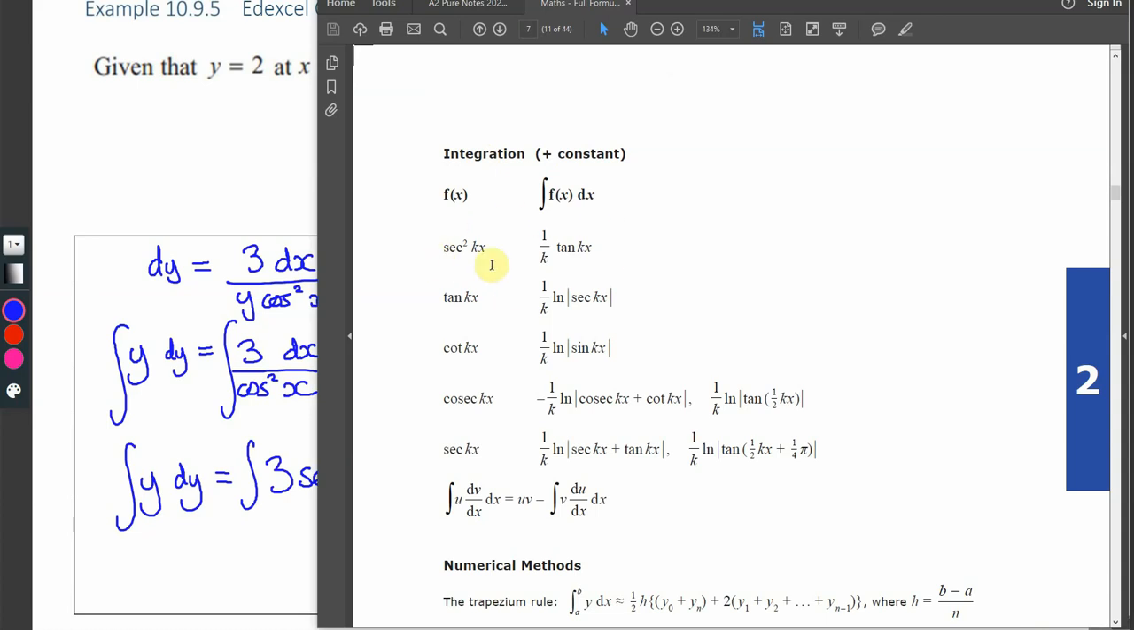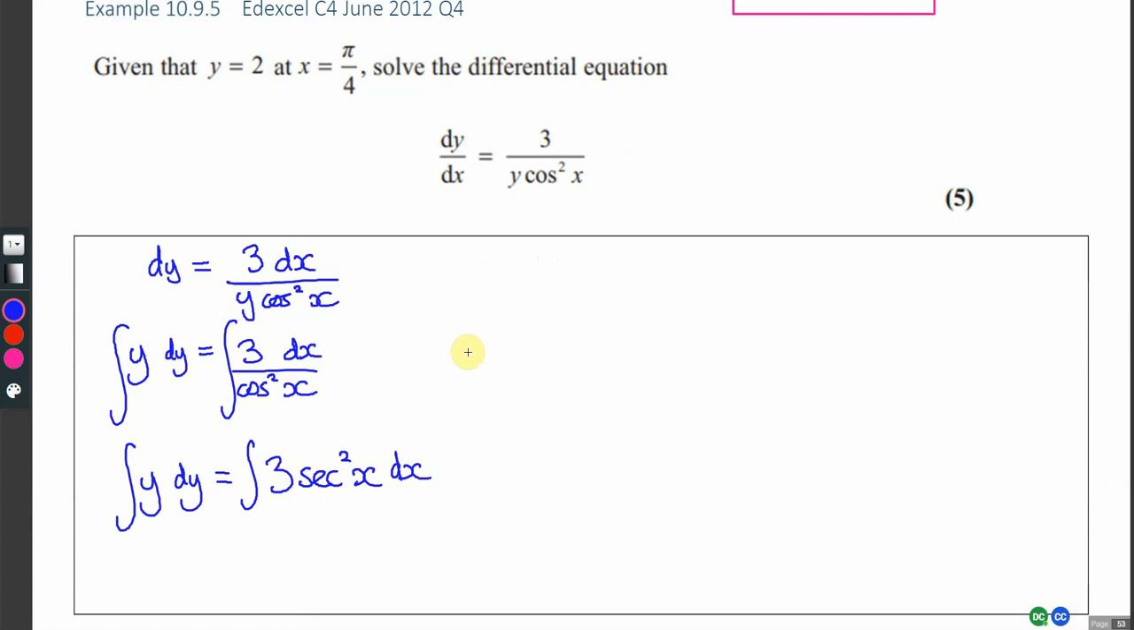It's actually given in the formula book. The integral of sec squared of kx is 1 over k multiplied by tan of kx. So we can use that to integrate the right hand side. So k is 1 here. So the right hand side is 3 tan x. The left hand side will be a half y squared.